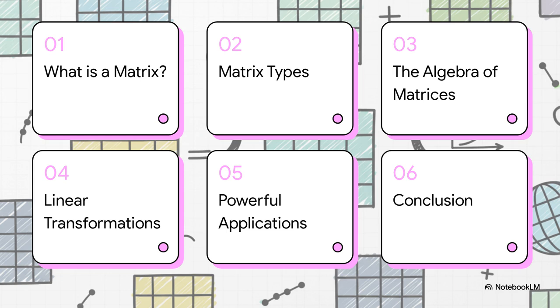So here's our game plan. We're going to start with the absolute basics, what a matrix even is. Then we'll check out the different types. After that, we'll get into the rules of how they work together, uncover their amazing connection to geometry, and finally, look at all the incredible places they show up in the real world.